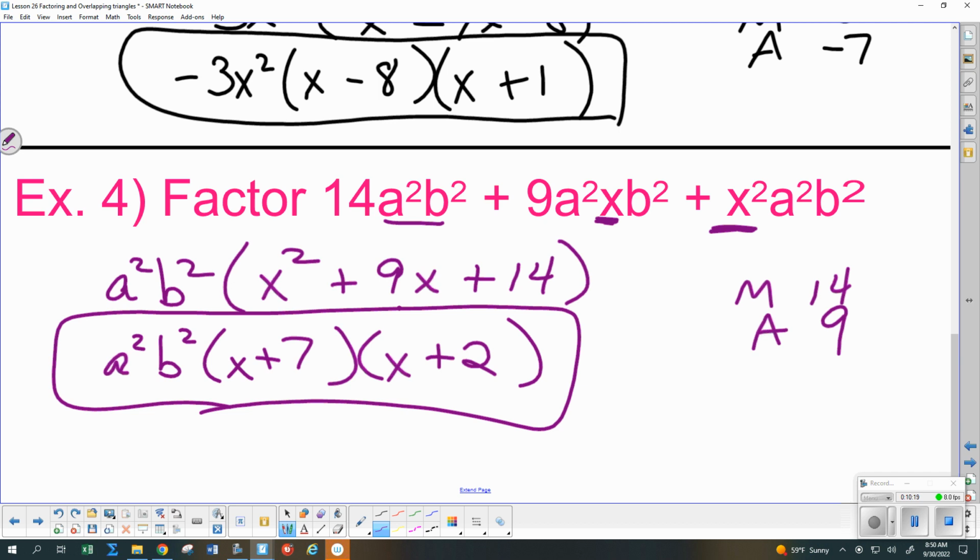Nope. The parentheses can always go in either order. It does not have to be bigger and then smaller. It does not have to be positive and then negative. Just whichever one you think of first. Because of the commutative property, I can switch the order of the parentheses around. That's a great question. Any other questions before we move to triangles?